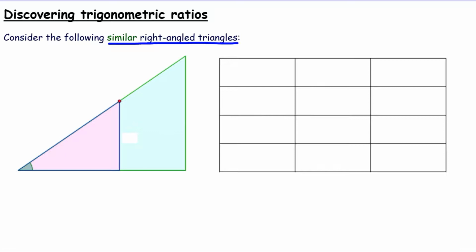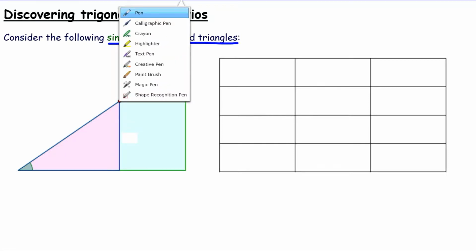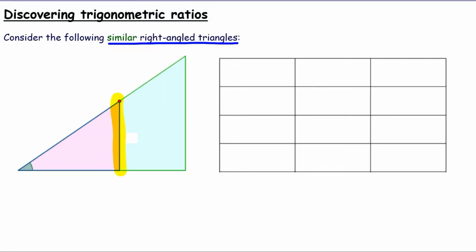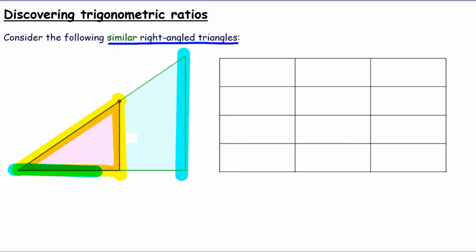Now, similar figures are identical in shape, but not in size. So they could have different sizes, like what we have here. We have this triangle here, and we have this triangle here. Both of these triangles are similar because they are identical in shape, but not in size.